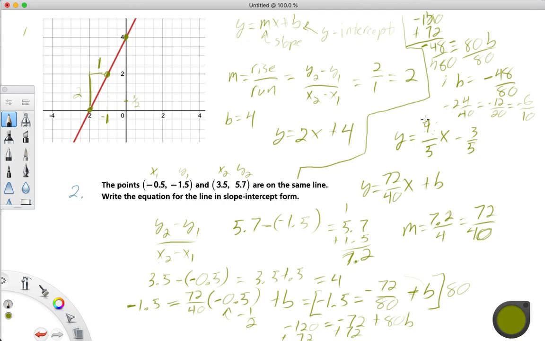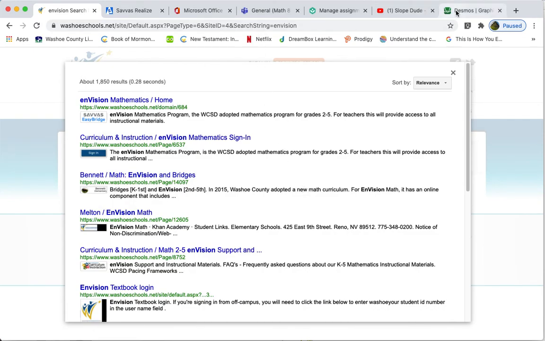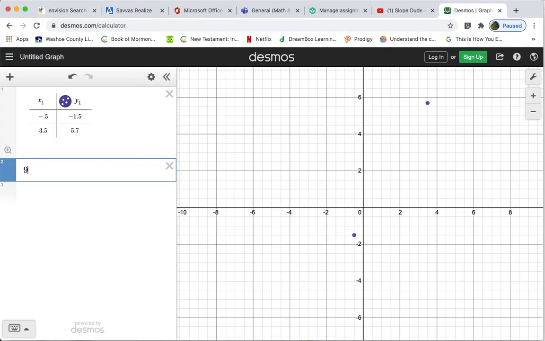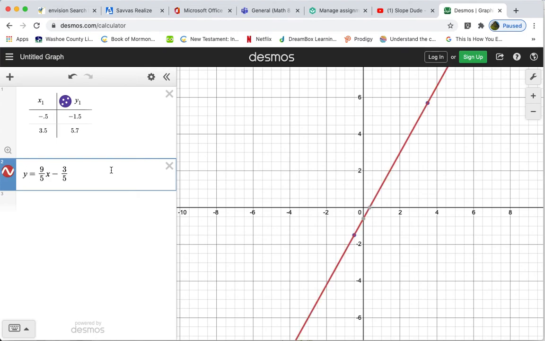You can graph it. You could use Desmos to graph it and just make sure those points end up on your line. Or you can plug in one of the points and just make sure it works. We're going to just graph this real quick. 9/5 x minus 3/5. And sure enough, it runs right through these 2 points. And so that is the equation of the line. And that will be quite long enough, I think, for this video.